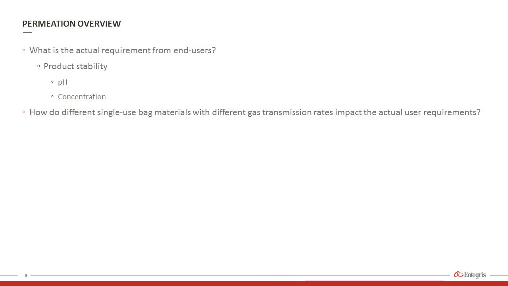So as you can see, permeation rates are quite varied depending upon the material being evaluated. But in the end, what are users of single-use bags looking for? Is it really a permeation rate? What end users are typically looking for is product stability. This often comes in terms of stable pH or a stable concentration. Consequently, the real question isn't what is the bag's permeation rate. The real question is how well does the bag maintain the solution pH or concentration, and how do materials of construction impact this?